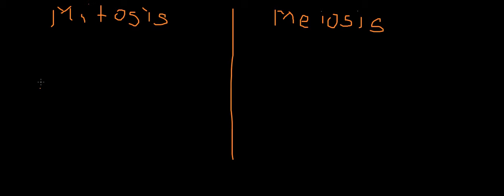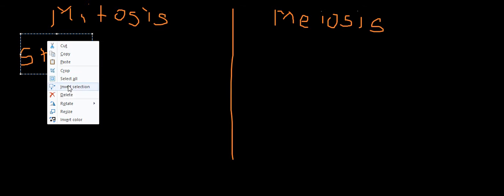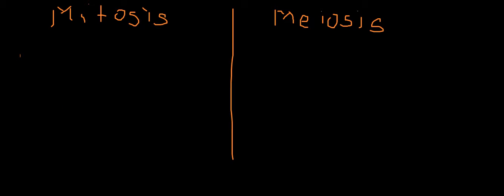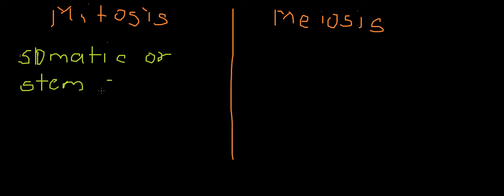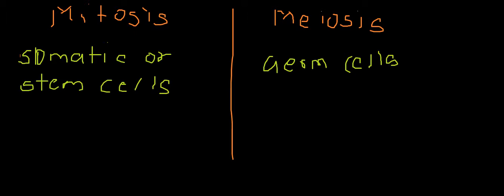So first, the main difference is that mitosis occurs in somatic or stem cells. Let me correct the spelling. It occurs in somatic, or stem cells, whereas meiosis occurs in germ cells. So this is the main difference.